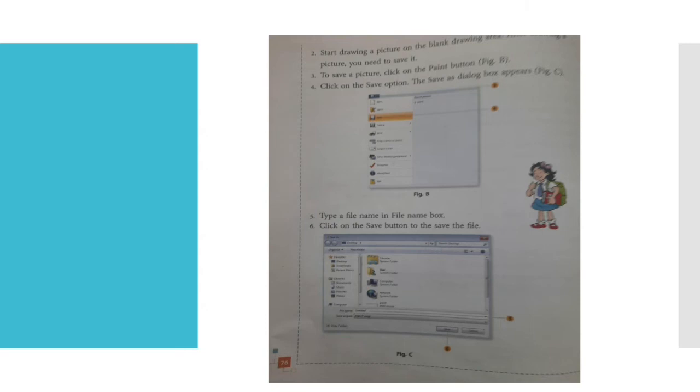The Save As dialog box appears. Type a file name. You have to name the file. Click on the Save button to save the file. Number 6 is given there, named. And number 5 is what? Untitled. We have to name the file.